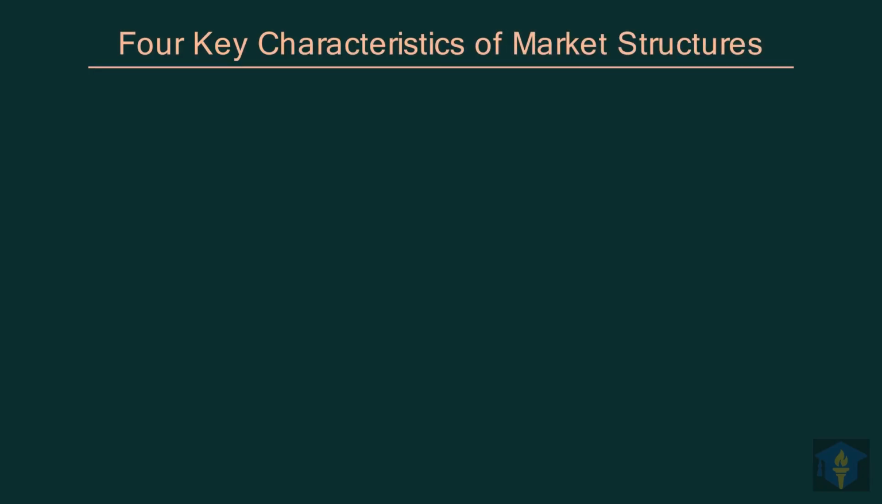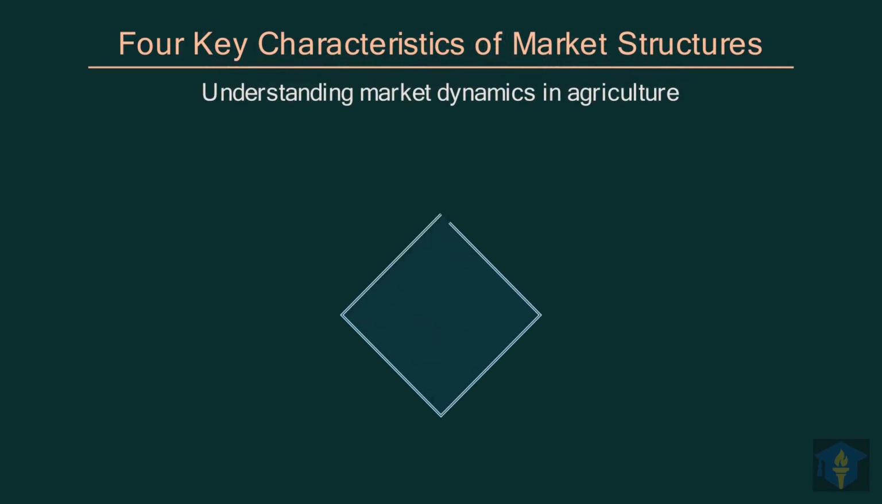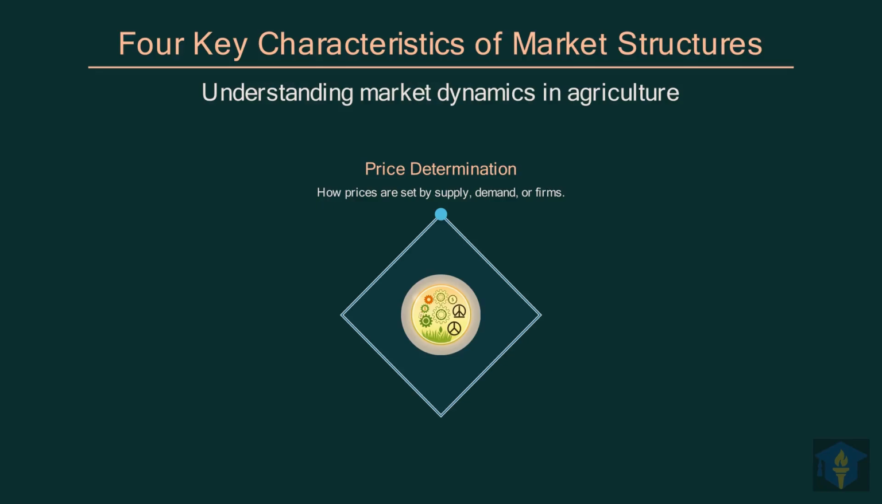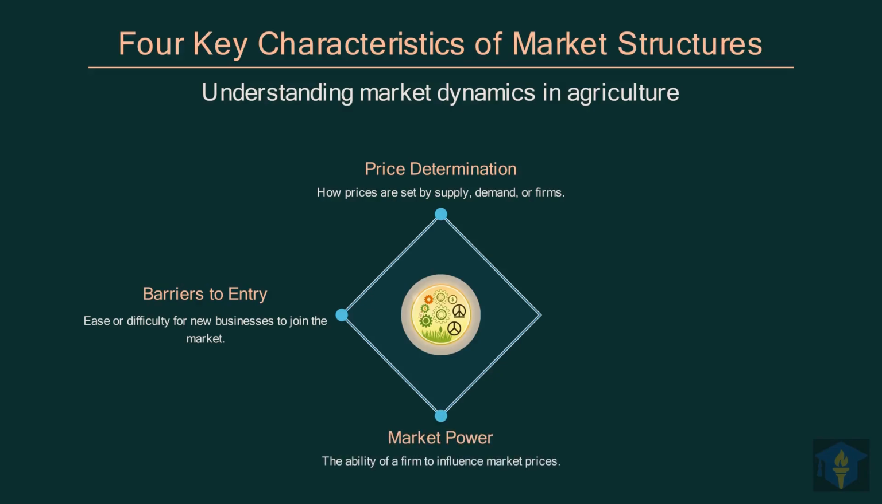Now, let's examine 4 key characteristics of market structures. Understanding these market dynamics in agriculture is essential. First characteristic: price determination. This is how prices are set by supply, demand, or firms. Second, barriers to entry, the ease or difficulty for new businesses to join. Third, market power, the ability of a firm to influence market prices. Fourth, efficiency, resource allocation and cost-effectiveness in production.